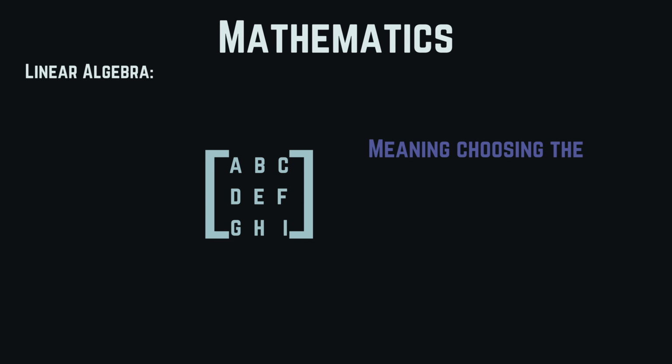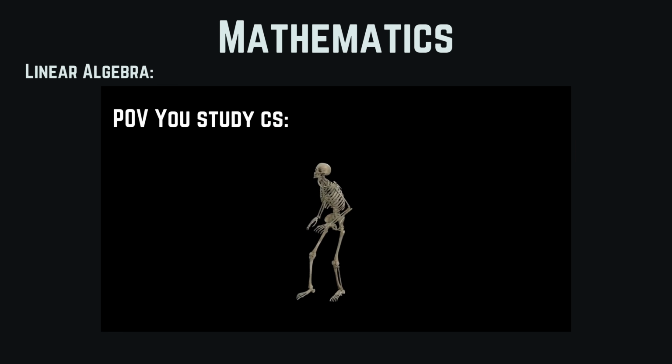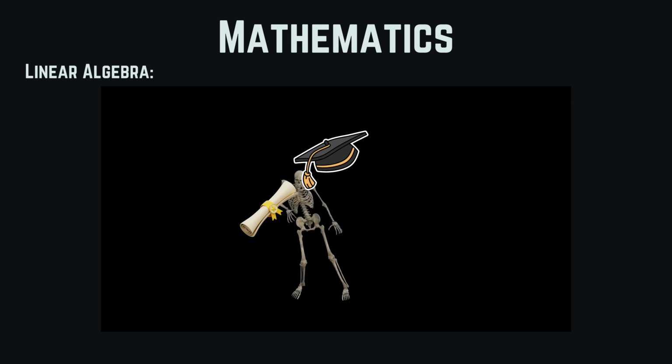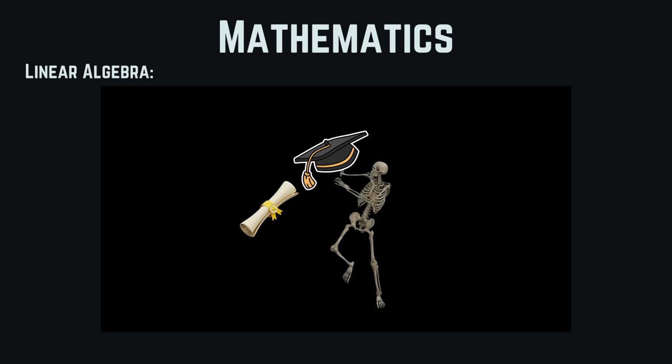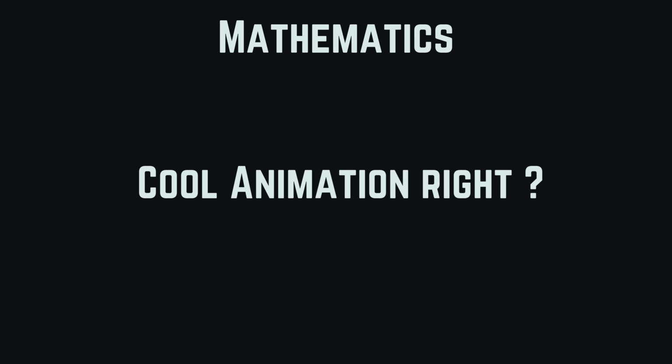If you put data into your matrix in a certain way, you can do nice little things like this happy dancing little skeleton figure who just finished his bachelor degree in computer science at the cost of his hair and skin and flesh. Okay, not funny. Alright, poor young man, but cool animation, huh?